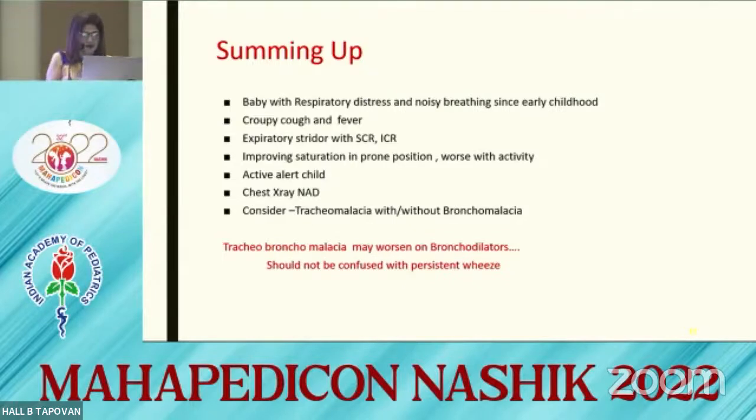So the take-home message here is that a tracheobronchomalacia may worsen on bronchodilators because the trachea is C-shaped. You have a cartilage and you have the trachealis muscle behind. Now you give bronchodilators, which relaxes this muscle even more. It goes further here, okay? So in these kids, the drug of choice is actually ipratropium and not salbutamol. So if you relax the muscle, their malacia worsens and so does their stridor.